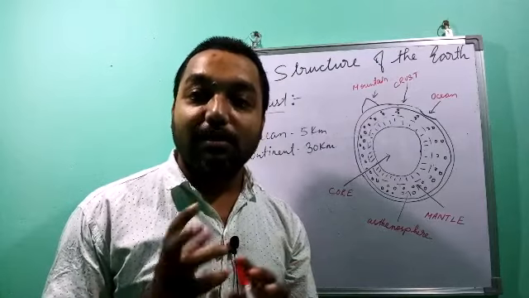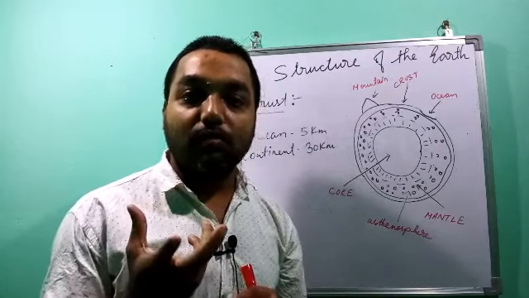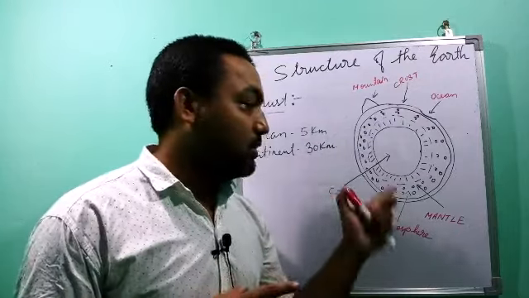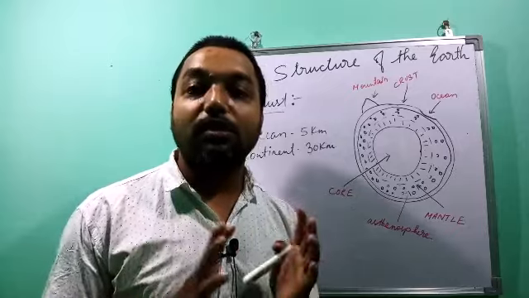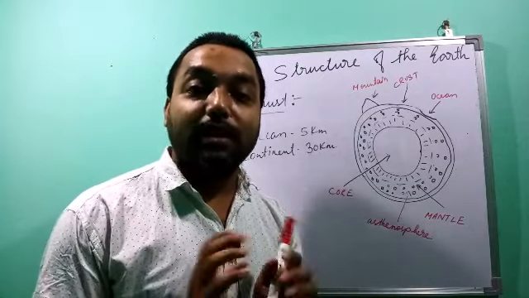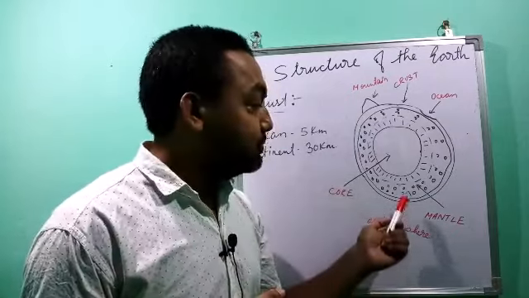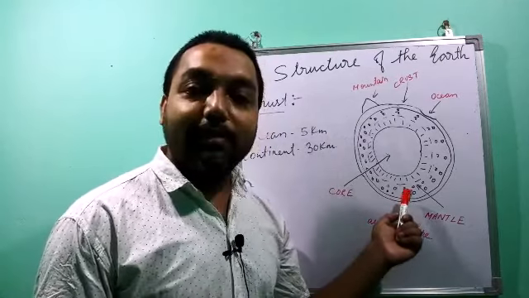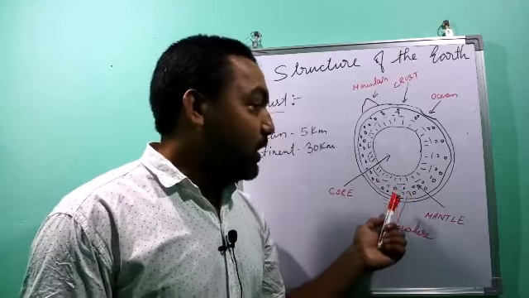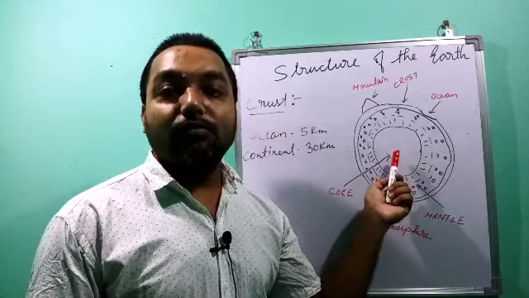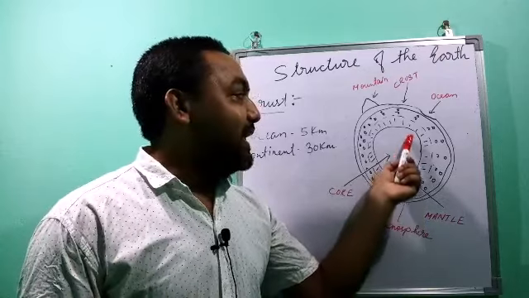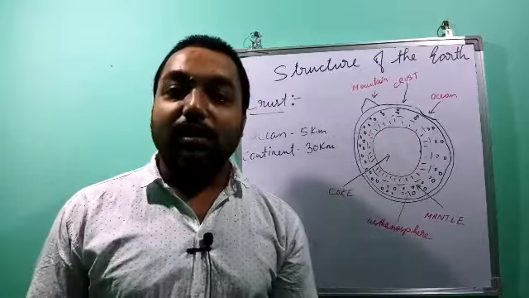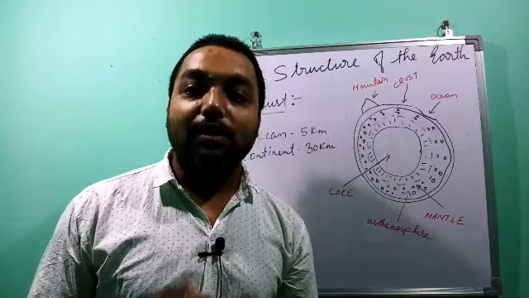It is in a semi-liquid structure, and it is very hot in character, thousands and thousands of degrees in temperature. The upper mantle is called the asthenosphere, and there is an inner mantle just above the core, and the innermost portion of the earth is known as the core. So let us discuss these layers of the earth one by one.